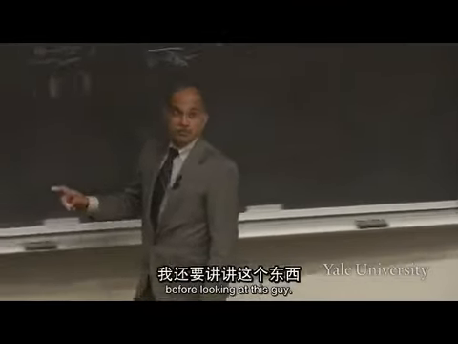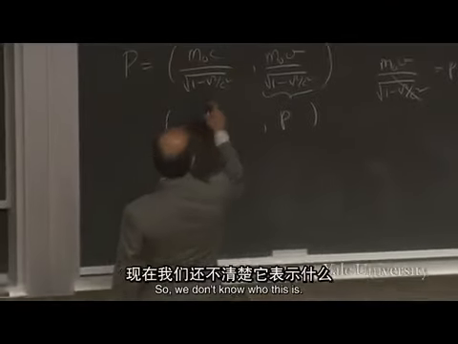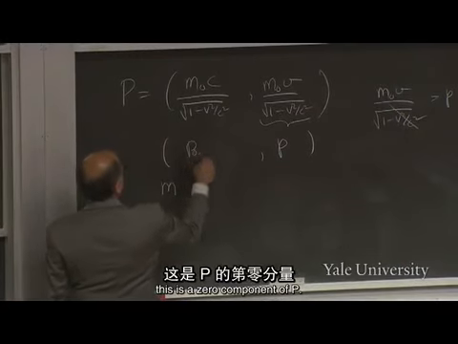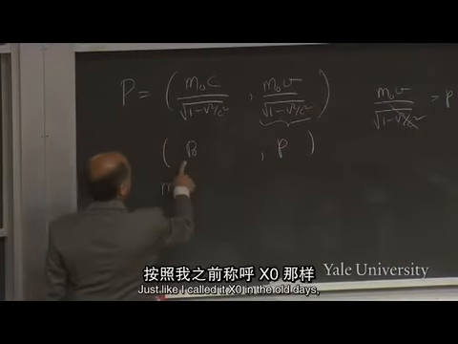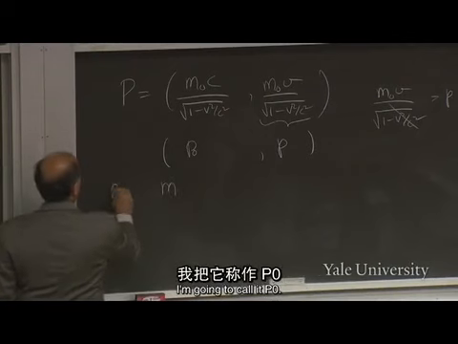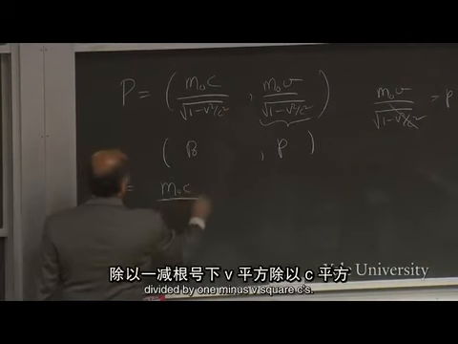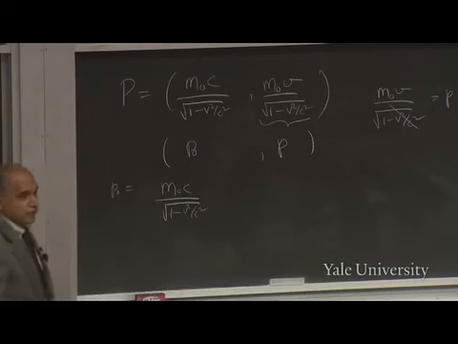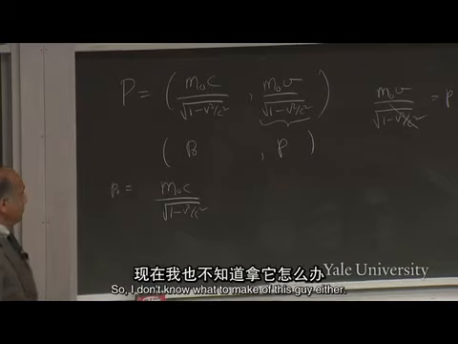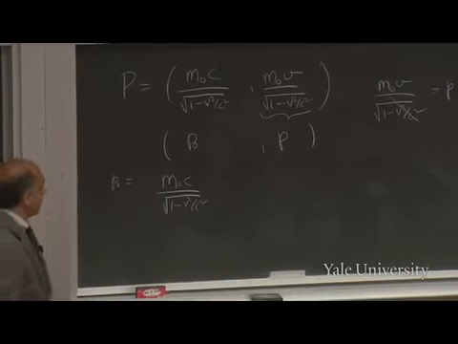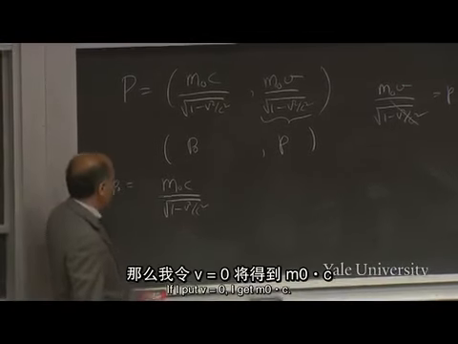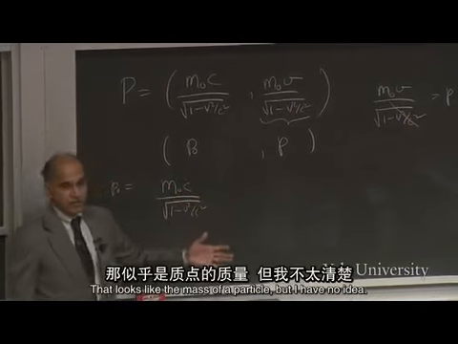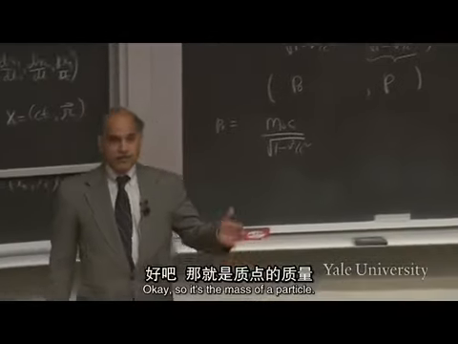But I don't want to stop before looking at this guy. So we don't know who this is. This is the 0th component of p, just like I called it x naught in the old days. I'm going to call it p naught. p naught was m0c divided by the square root of 1 minus v squared over c squared. So I don't know what to make of this guy either. If I put v equal to 0, I get m0c. That looks like the mass of a particle, but I have no idea.